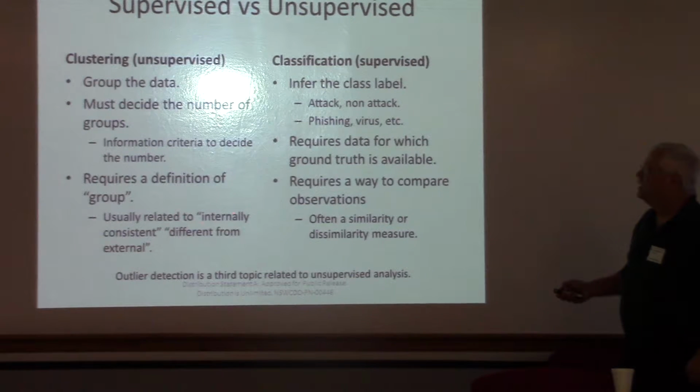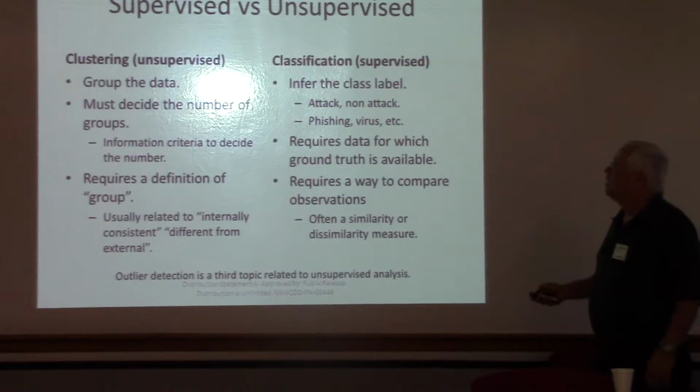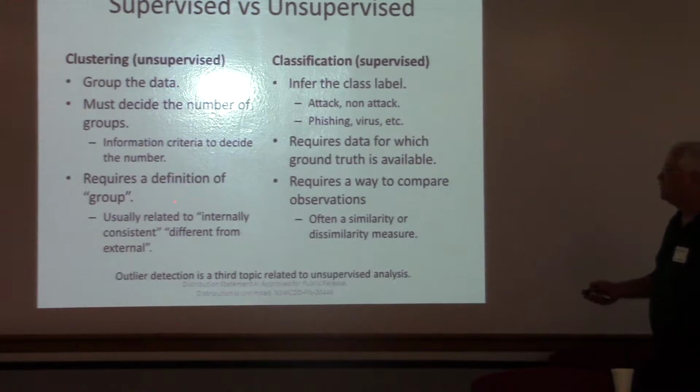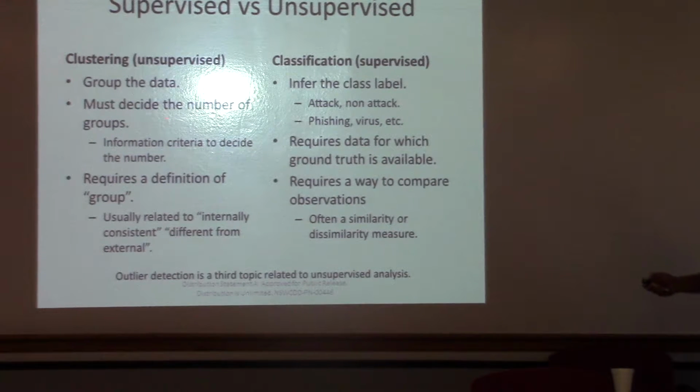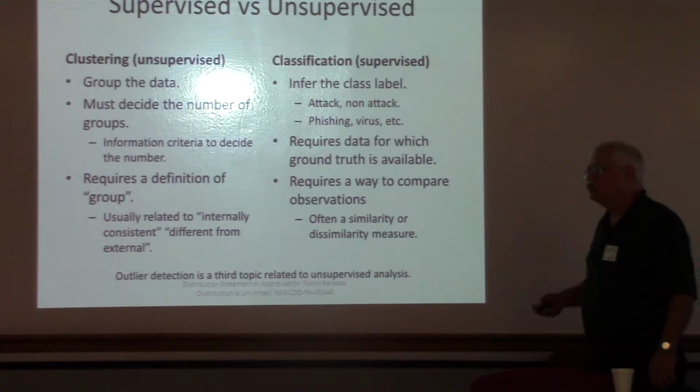But usually, it means internally consistent and different from everybody else. So they're clumps. That's sort of the usual definition of group. And how do you decide how many groups? Well, there are some information criteria methods that help you do that.